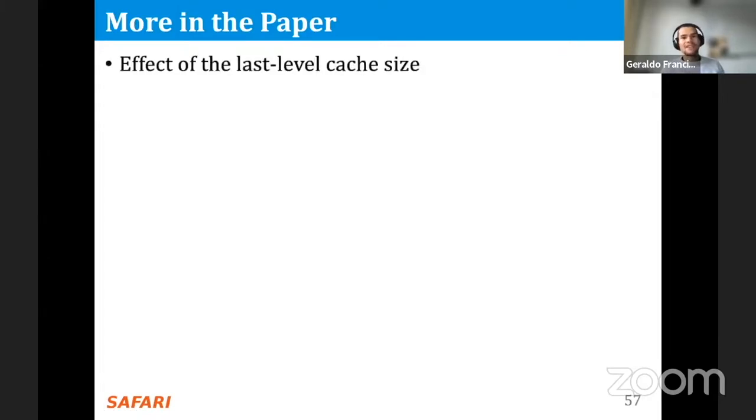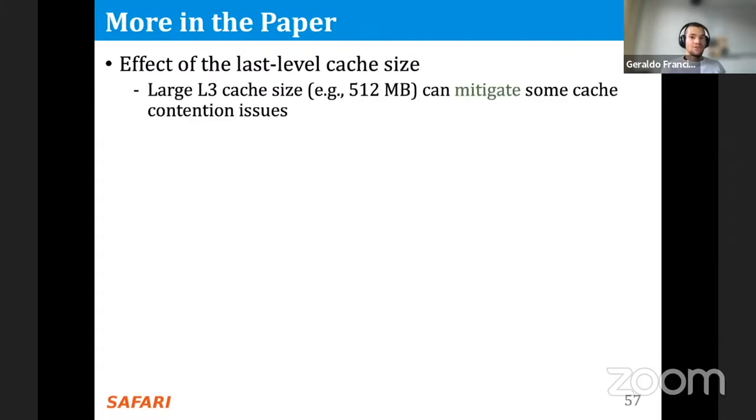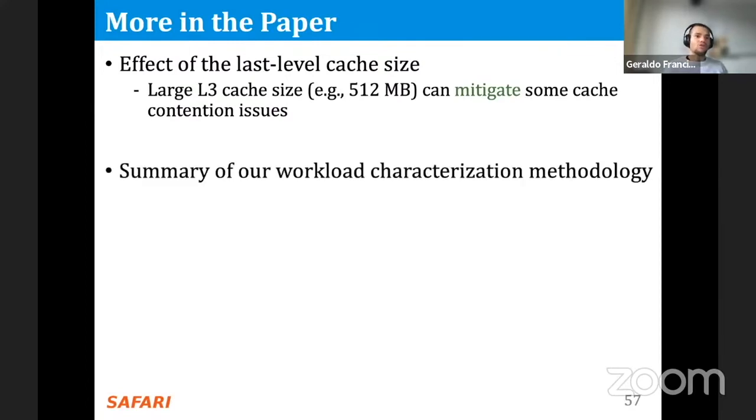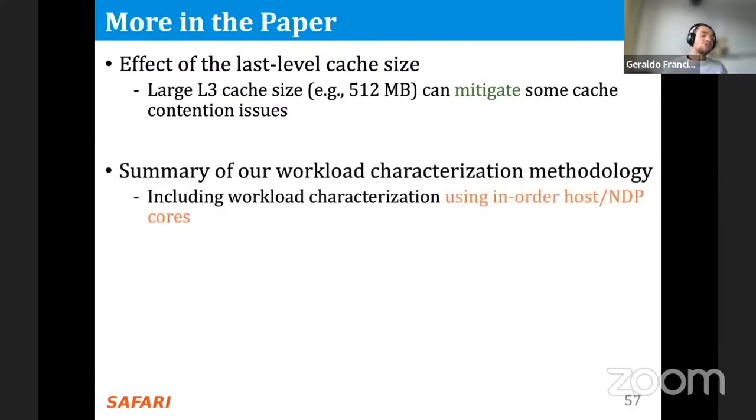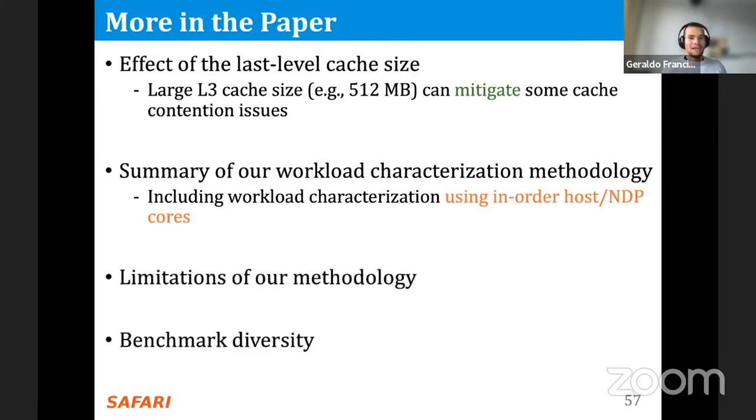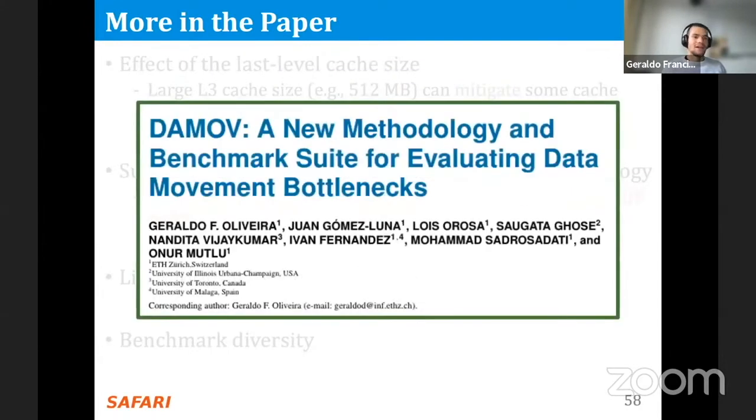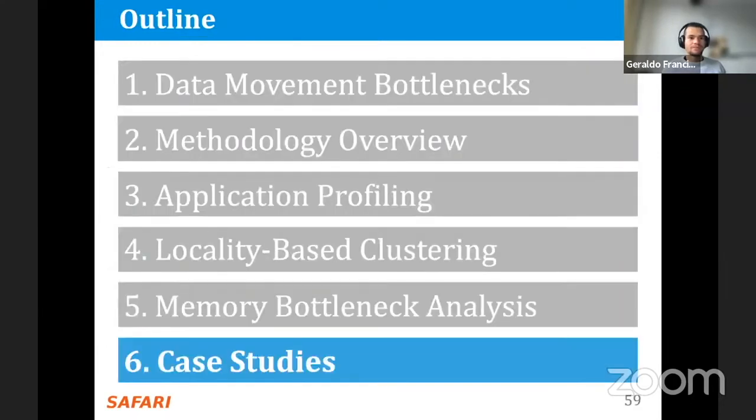So for example, we have a study where we evaluate how increasing the size of the last level cache impacts our workload classification, from where we observe that very large L3 caches can mitigate some contention bottlenecks. We also have a summary of our workload characterization methodology, including workload characterization using other hosts and NDP cores. We discuss the limitations of our methodology, and we have analysis of the diversity of our benchmark suites. All of this is in our paper, the full draft of our paper.